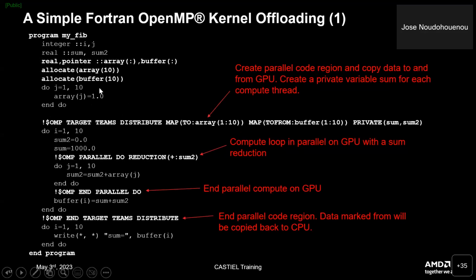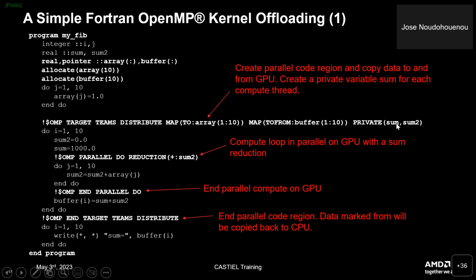Here is a simple example of Fortran OpenMP offloading. As you can see, we have our pragma, target distribute, with map. So we are creating a parallel region here, and we are mapping the array. We are copying this array from host to GPUs, and we have another buffer which we need to bring back. We copy from CPU to GPU and bring the result back from GPU to CPU again.